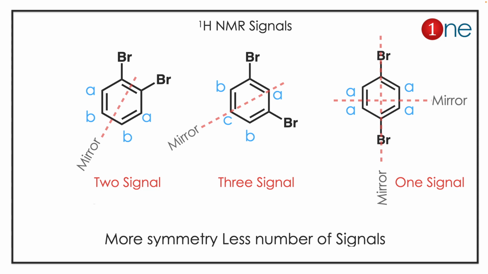A, B, C. If you look at the third one, which is para, it is very symmetrical. It has two mirror planes inside, so what really happens is only one signal. So you can differentiate dibromobenzene from the number of signals. Here you have to know the fact that the more the symmetry, the lesser the number of signals.